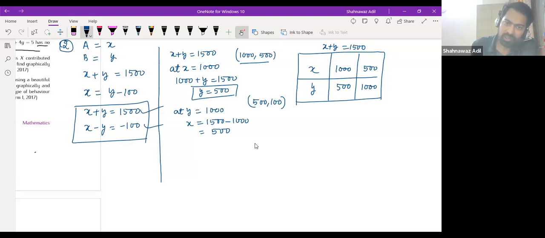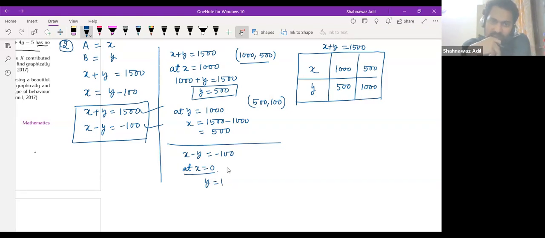Now the second line is what? X minus Y equals minus 100. So now let us take X equals 0. At X equals 0, Y is how much? Y is 100. Or what should we take? Should we take X equals 400, then Y would be 500.